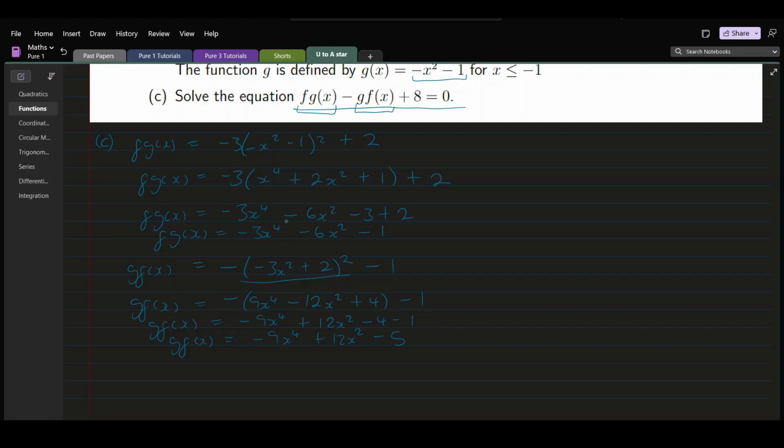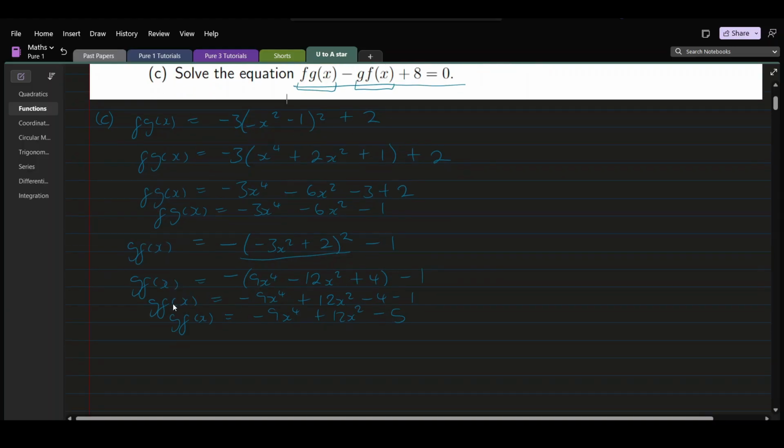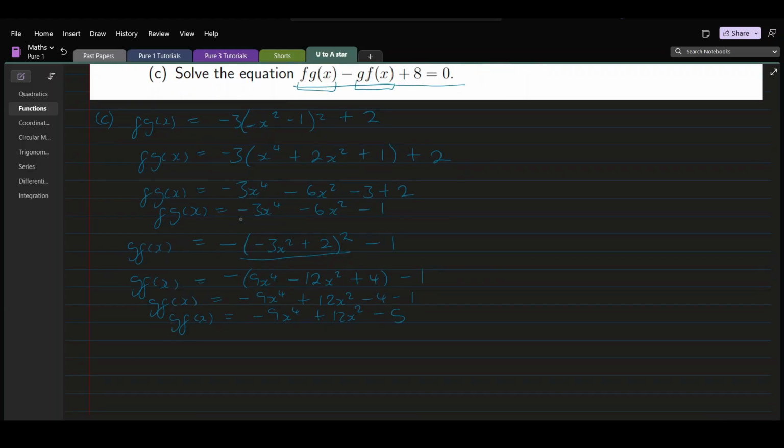So we're simply going to substitute into that equation. So fg of x is -3x to the 4 minus 6x squared minus 1. And this is supposed to subtract gf of x. Gf of x is -9x to the 4 plus 12x squared minus 5. So that's -9x to the 4 plus 12x squared minus 5. And this is plus 8. And this is all equal to 0.